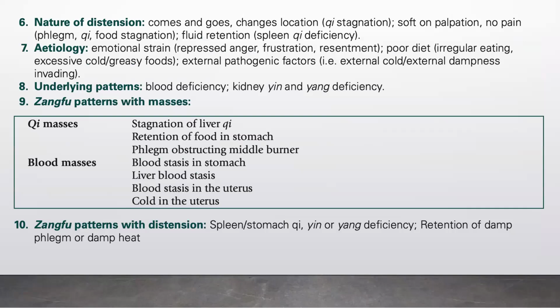Number seven, etiology. Emotional strain, like repressed anger, frustration, resentment. There's poor diet, irregular eating, excessive cold, greasy foods. External pathogenic factors, that is external cold and external dampness invading. Number eight, yin and yang deficiency. Number nine, Zang-Fu patterns with masses.